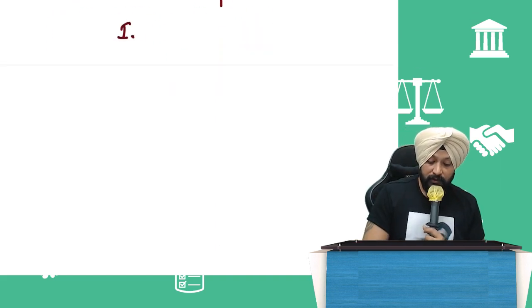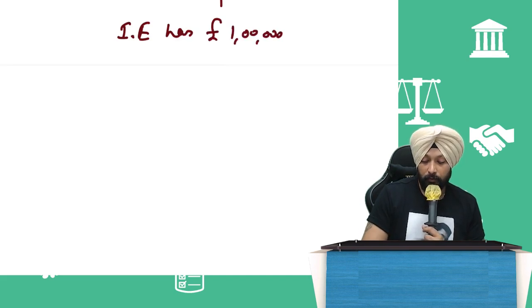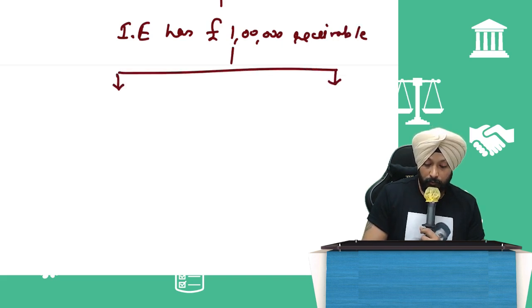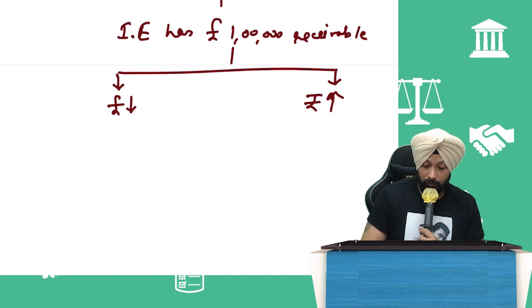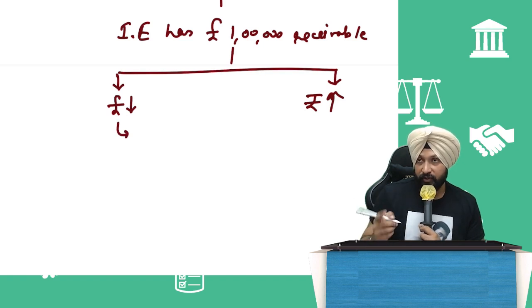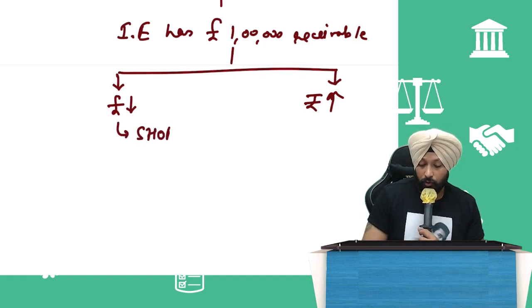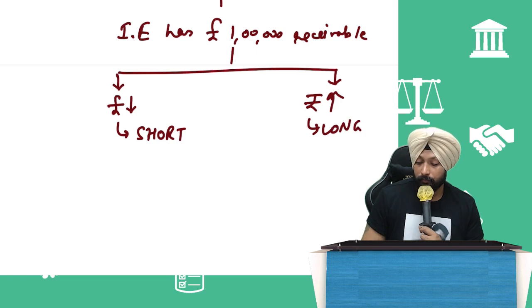One more example, let's take. Indian entity has pound 1 lakh receivable. First explain the risk. Pound depreciation is my worry. Rupee appreciation is my worry. Pound, if goes down, is bad for me. So I'll go short. Rupee, if goes up, is my worry. So let's go long on rupee.